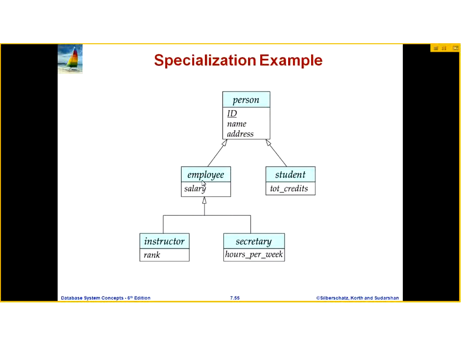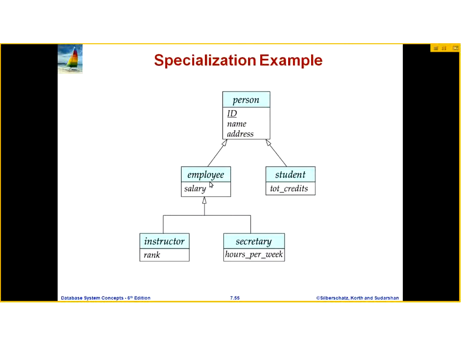Now if we say employee, it means the employee has all the attributes of person plus salary. Similarly, a student has all the attributes of person. Student has ID, name, address, and total credits. So the employee is a specialized entity of person because every employee is a person, every student is a person. Similarly, if you specialize this entity employee into further specialization, instructor and secretary, then instructor has an attribute of rank, which is a special attribute unique to instructor.